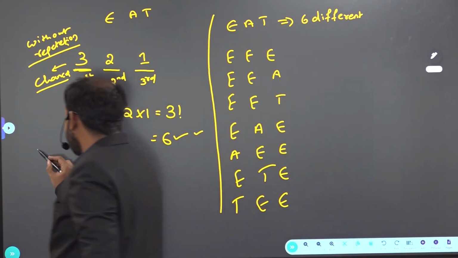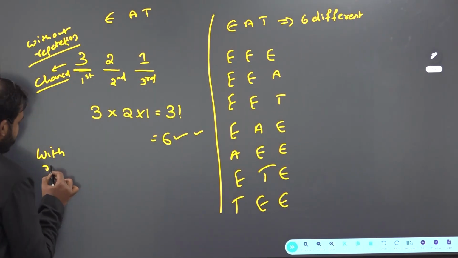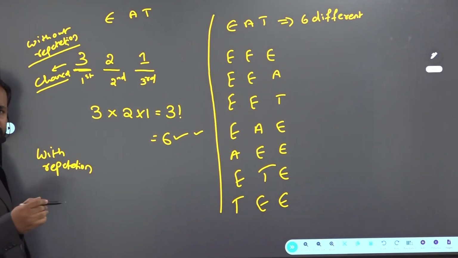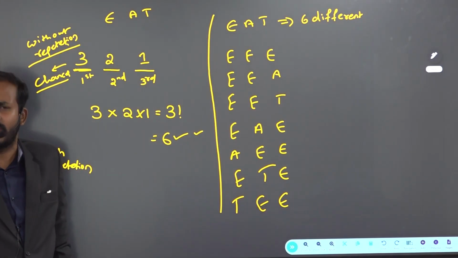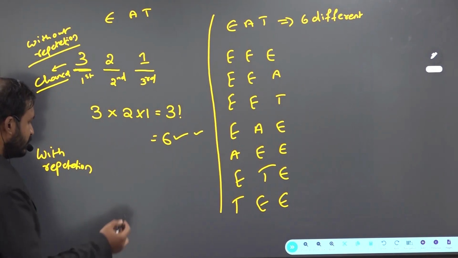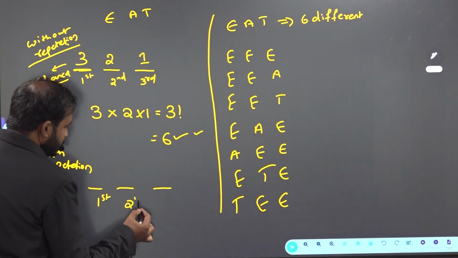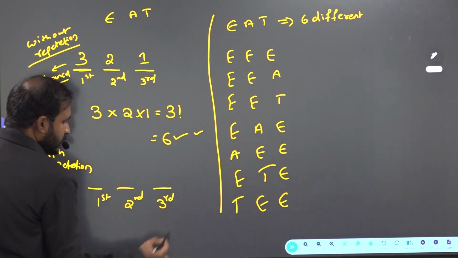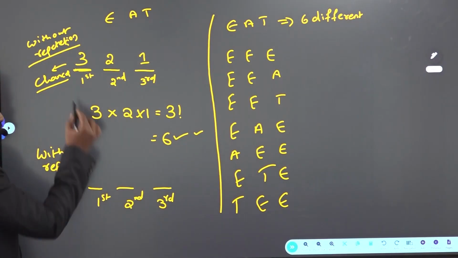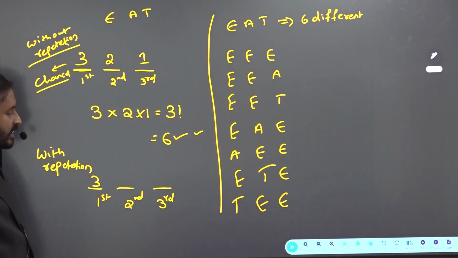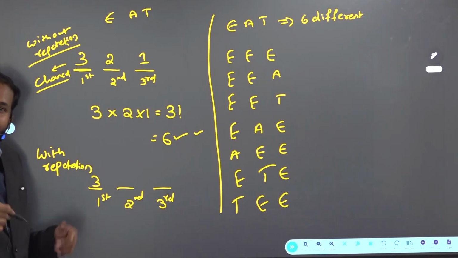Now, with repetition. Repetition is allowed for me. That means I can use the letter E for 3 times, 2 times, A for 3 times, 2 times, whatever the number of times I want. So now I have first position, second position and third position. In my first position, I can fill any one of those 3 letters, right? So how many chances will I have in the first position? 3 chances. Now when it comes to the second position, repetition is allowed, right?